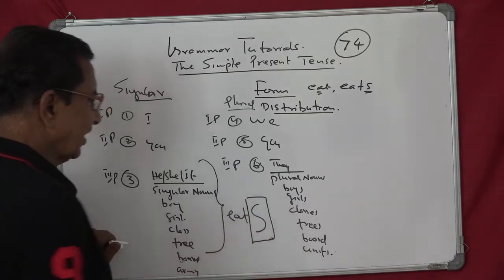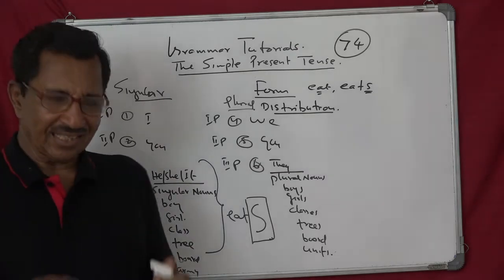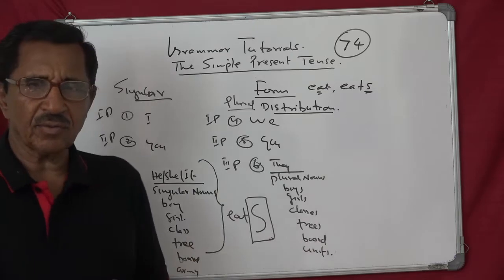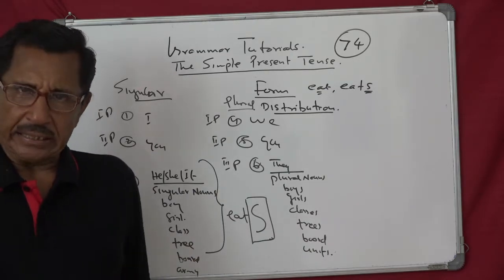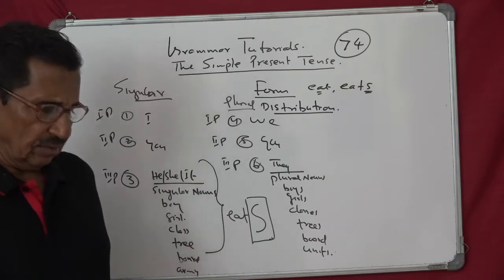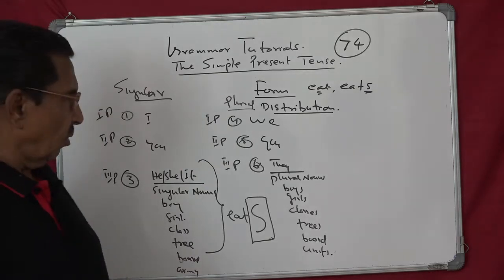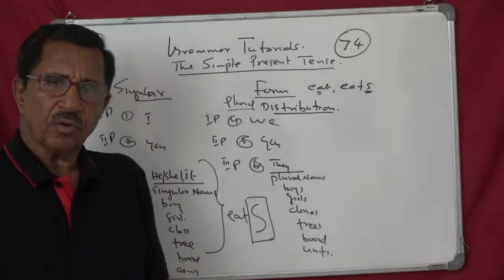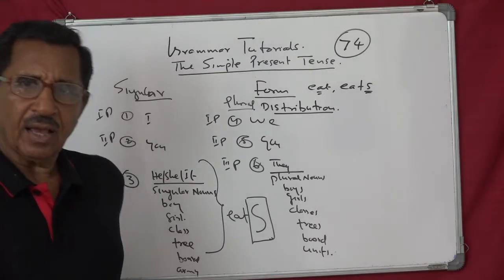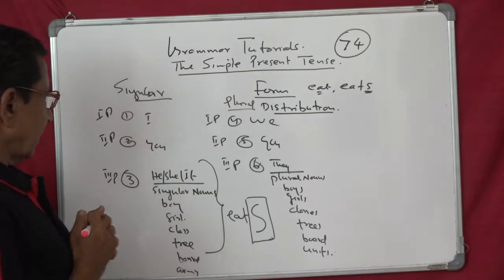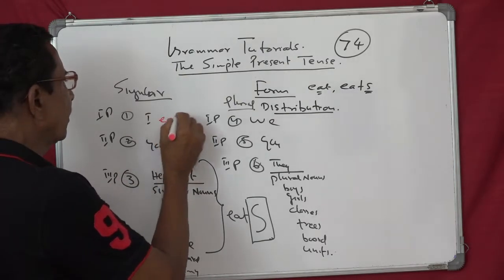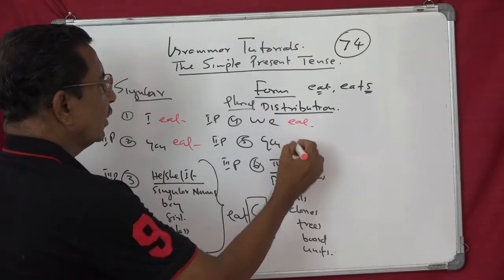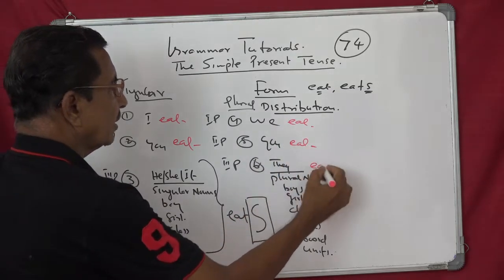This is just to make things prominent. Eats. All the other places, what will you do? Eat. No change. Absolutely no change. All the other places. That means you have 6 positions or 6 starting points for English sentences. And then you say, I eat, you eat, we eat, you eat, they eat.